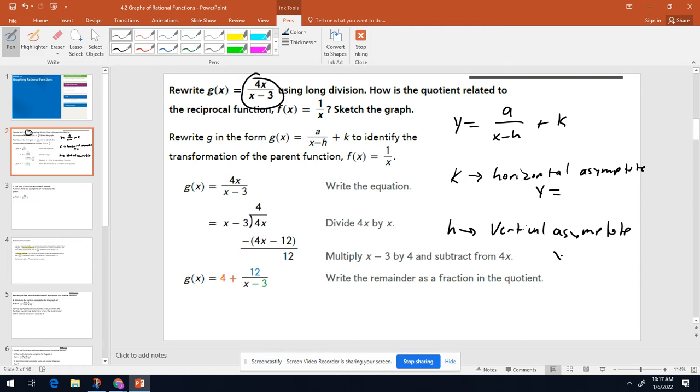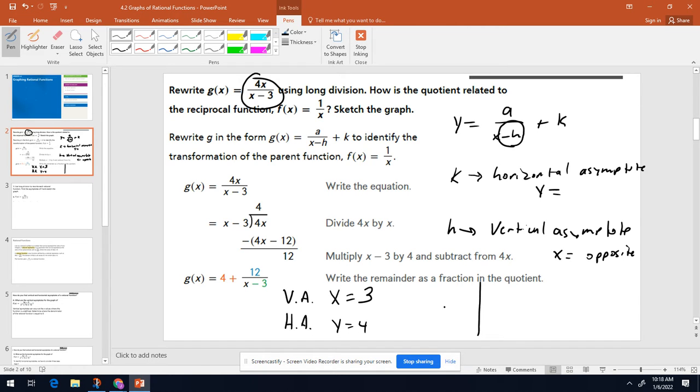Okay, and that's going to be x equals, that will always be the opposite of whatever is in the denominator. So whatever this value is, if that said -3, then this would be x equals 3. So if we look at this problem right here, if I ask for the vertical asymptote, it would be what value makes this equal to 0, and that would be x equals 3. If I ask for the horizontal asymptote, I would have y equals 4.